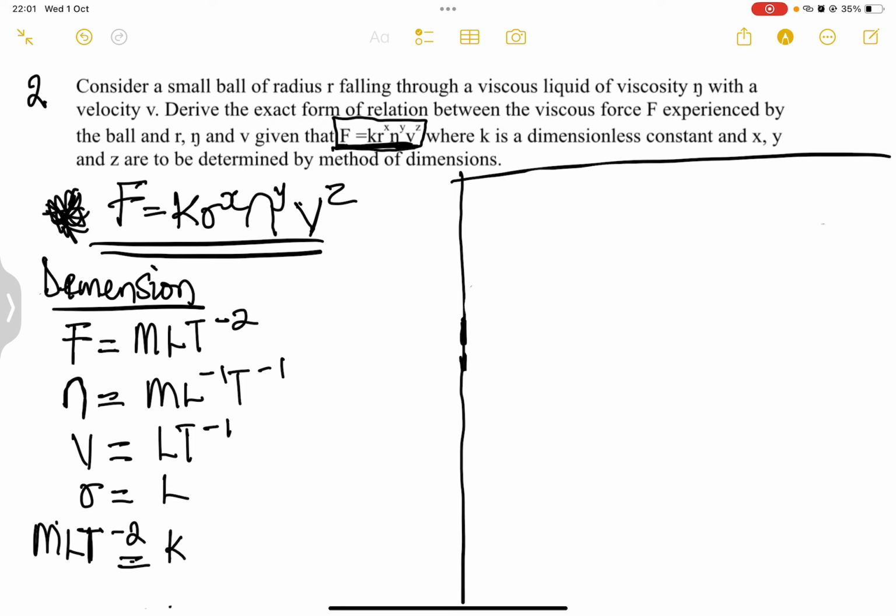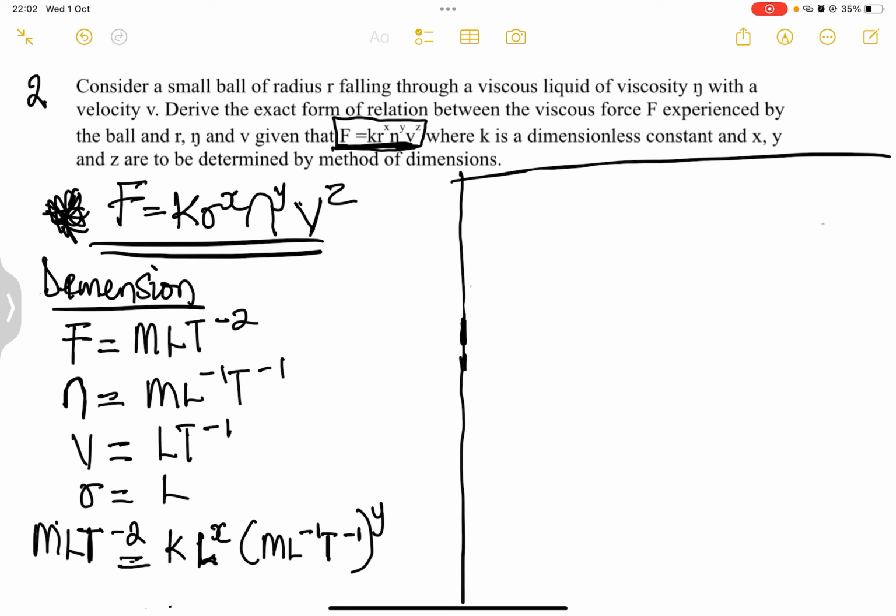So we'll write our k. We'll write our r as L. The dimension for r is L raised to power X. Then the dimension for viscosity, that is eta. The viscosity now will be in bracket. We'll write down M L raised to power minus 1, T raised to power minus 1.